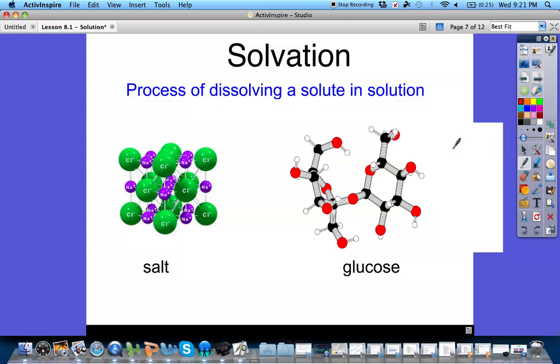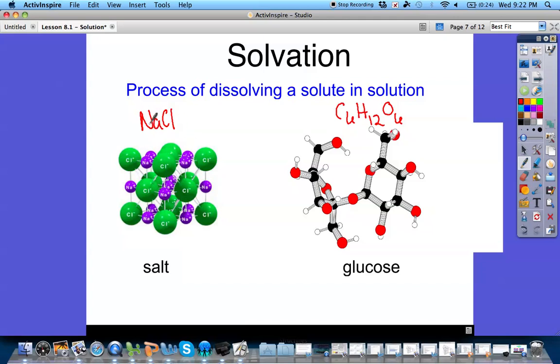Solvation is the process of dissolving a solute into solution. So we have a salt, which is sodium chloride, that's table salt, and then glucose is C6H12O6. Take a look at these and identify which one is covalent and which one is ionic.